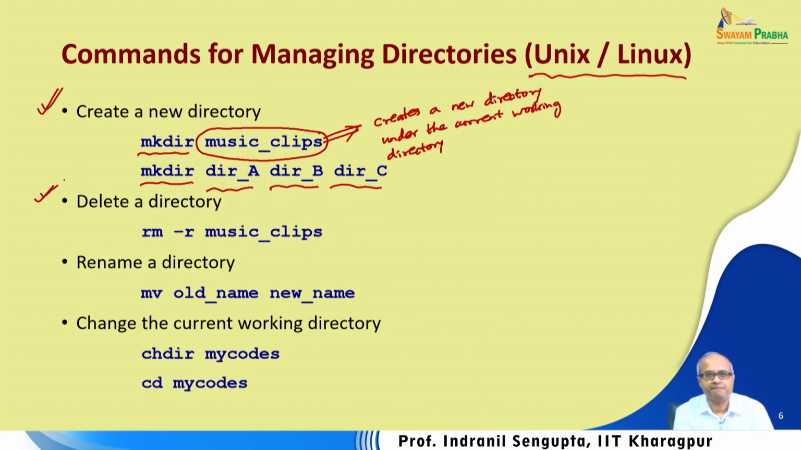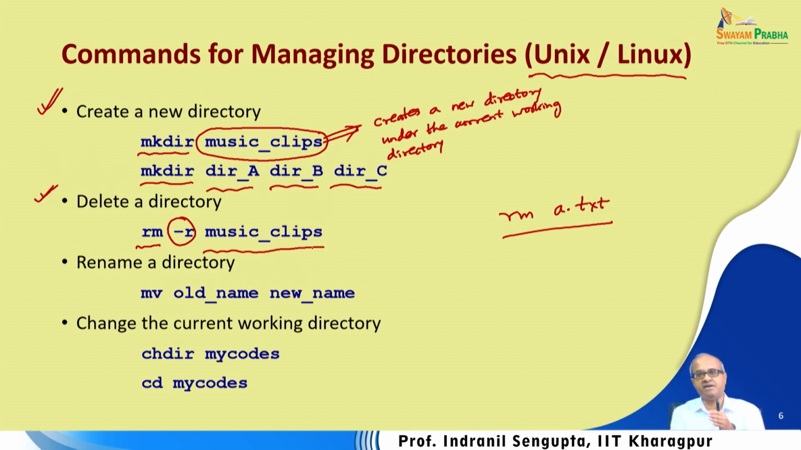Delete a directory. Here I can use the rm command, remove. See, using rm I can also remove individual files, like I can write rm a.txt, then the file a.txt will get removed. But if I use this -r flag, it means recursive. Whatever I have specified, music clips is a folder. So, all the files under music clips and all the folders even under music clips, everything will get removed. So, the entire directory will get removed. Okay.